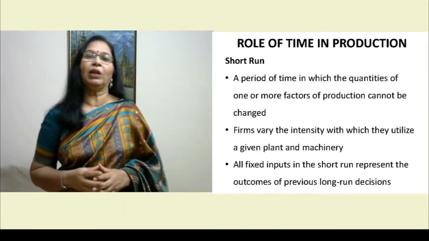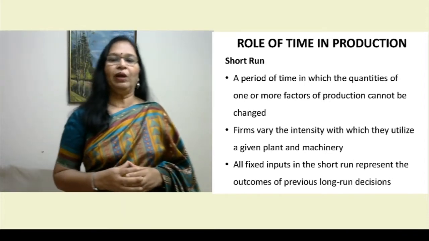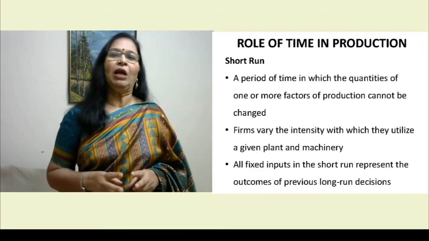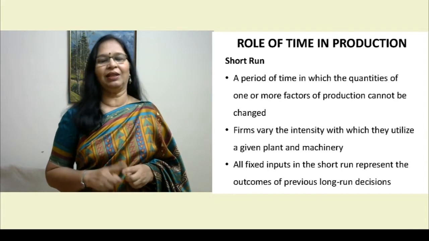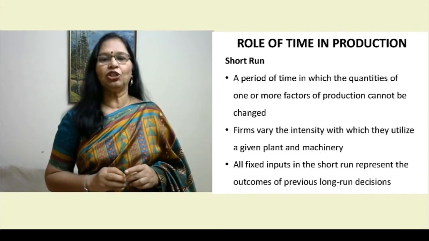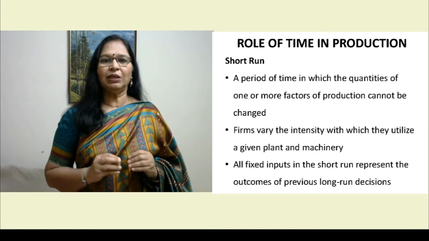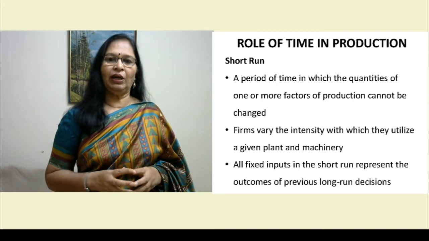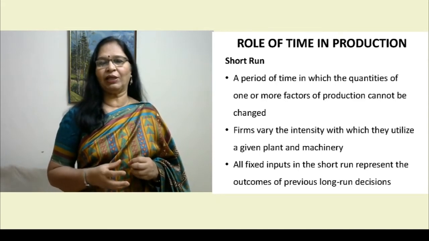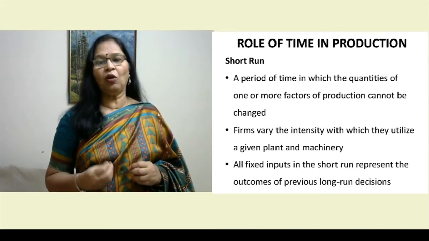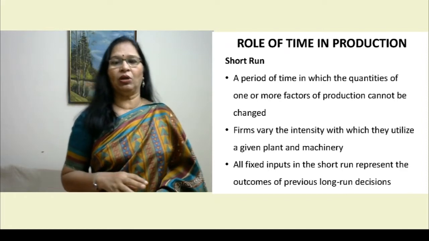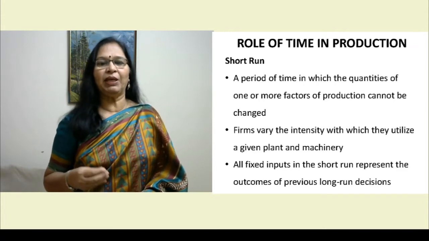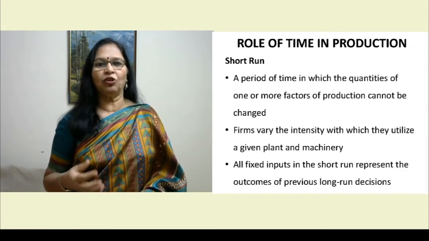We can also see what is the role of time in production. Now, when we say role of time in production, there are two important time periods we talk about. One is known as the short run and the other is called the long run. Now, in the short period, the period of time is small enough where one quantity is possible to change. The quantity of one factor can be changed, whereas one or more factors have to be kept constant, which means we can't change all the factors of production. And the factor that can be easily changed in the short run is that of labor.